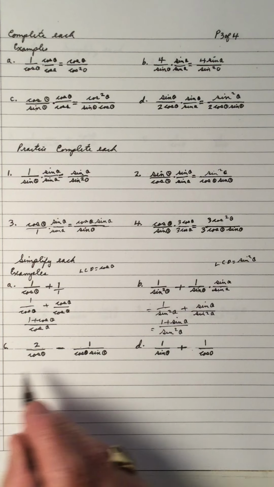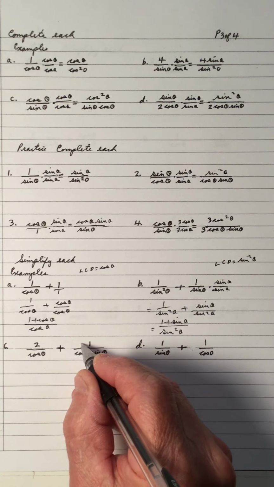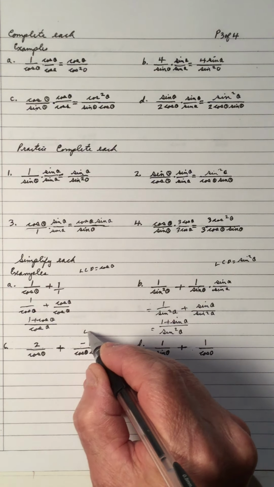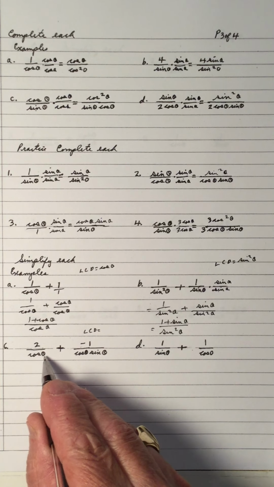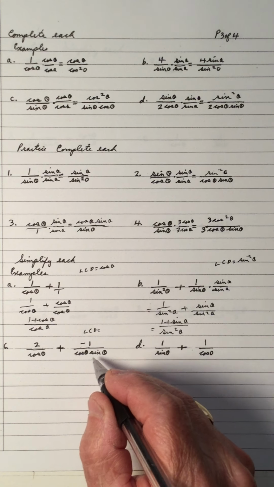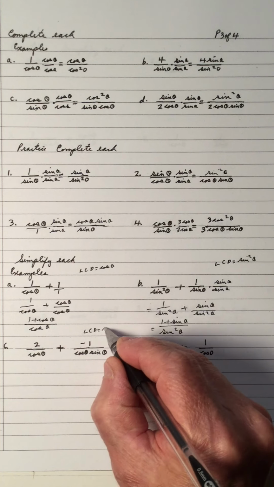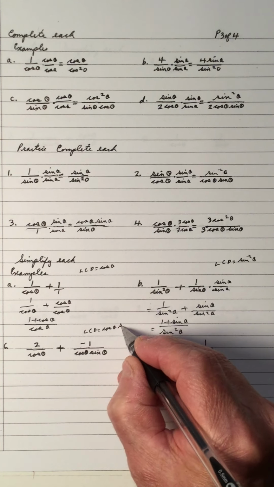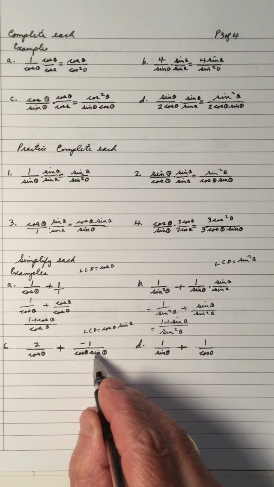And number 6, we're subtracting. So in subtraction, we add on the opposite. Okay, that's done. The common denominator, the LCD, the denominator here is cos, the denominator here is cos theta sine theta. So the common denominator has to have cos theta and sine theta. So this denominator is the common denominator.